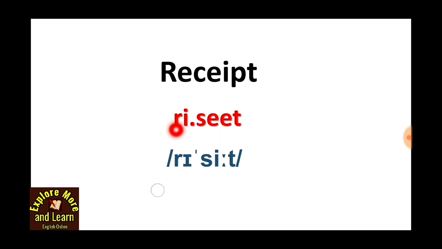The next word is this. How do you pronounce it? Receipt? Receipt? Both are incorrect. The correct pronunciation is receipt. It's not receipt or receipt. Letter P is silent here, remember. So it is receipt. I hope you have got it.